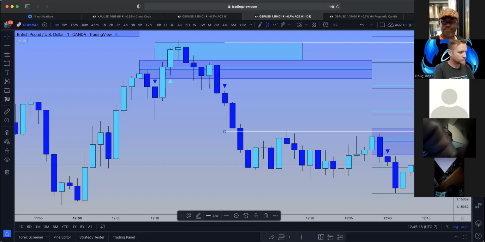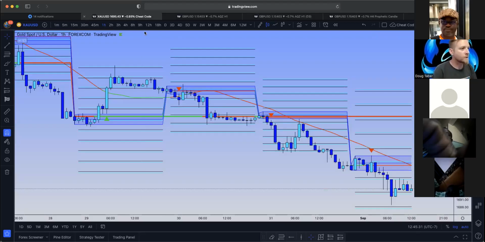All right, so in summary, today we've looked at the H4 prophetic candle and the cheat code, right? Yeah, let's go over cheat code real quick.